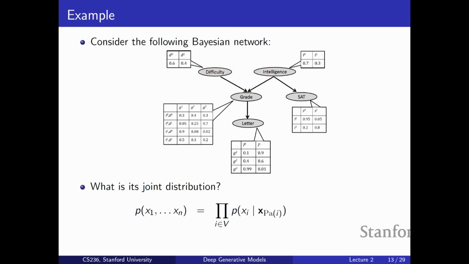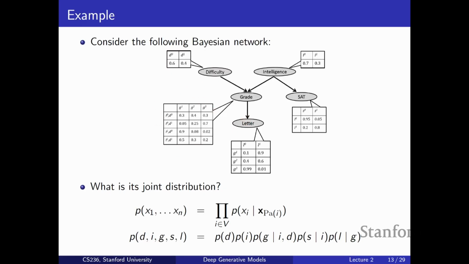And so what you're saying is that the grades that you see depend essentially on the possible values of the difficulty of the exam and the intelligence of the student. And so you can basically write down the joint as a product of conditionals that would look like this. And in this case, this might be more economical than representing the joint, because you basically just have to specify these tables, these conditional probability distributions.